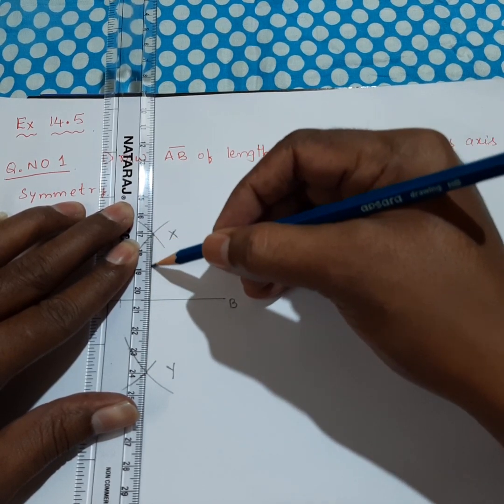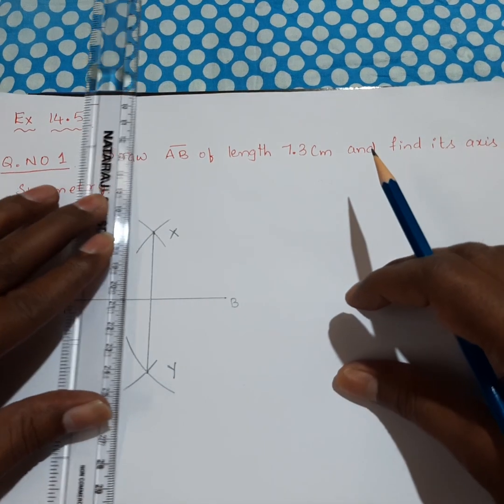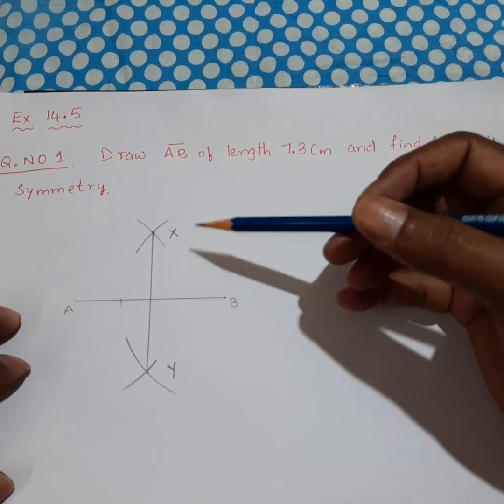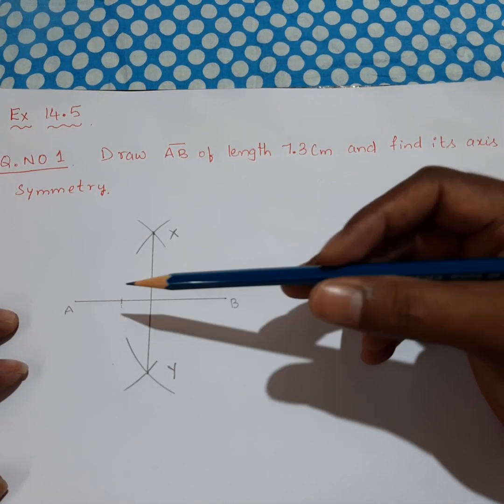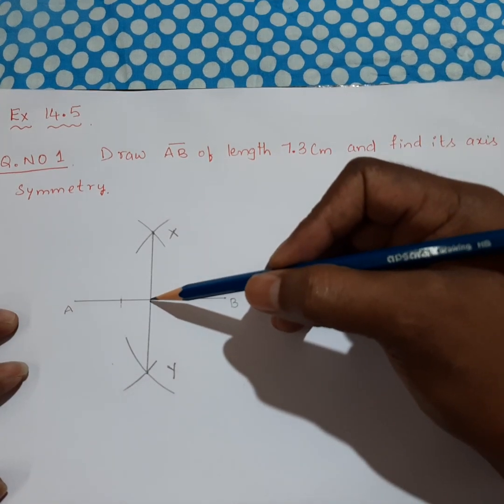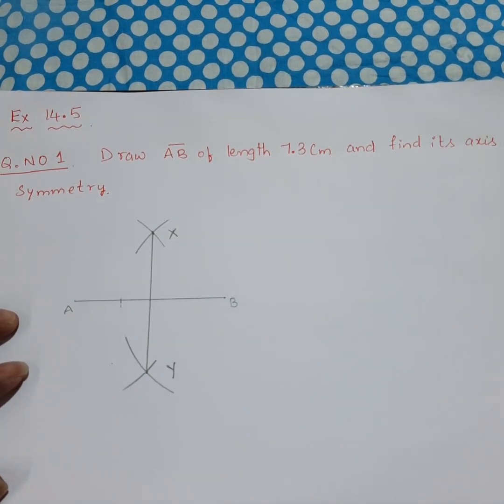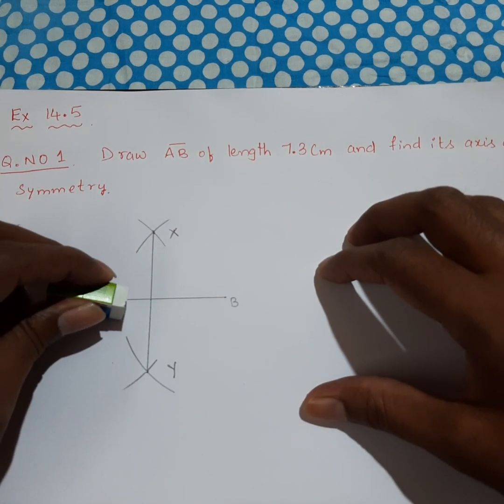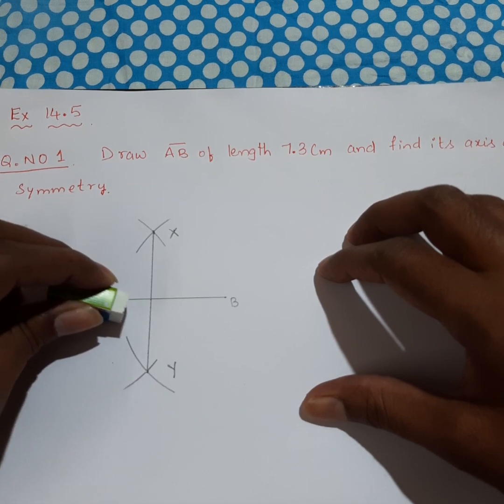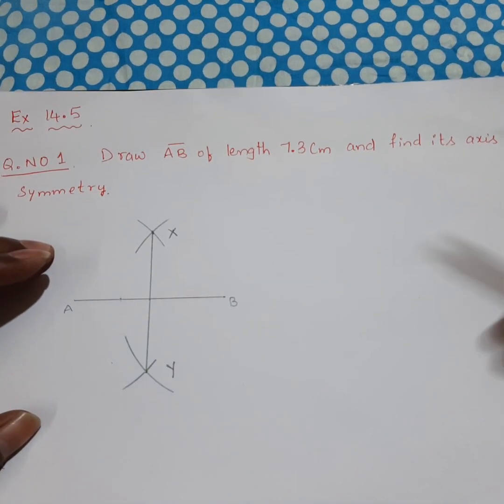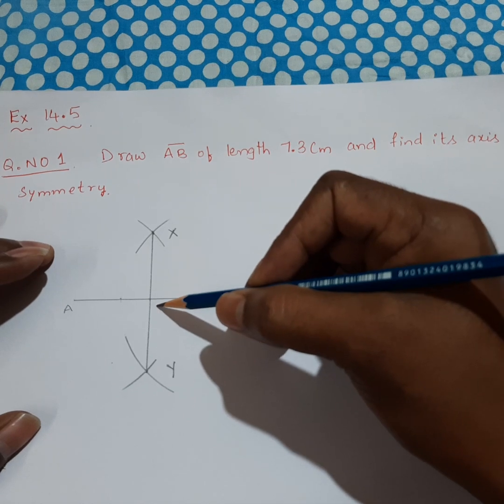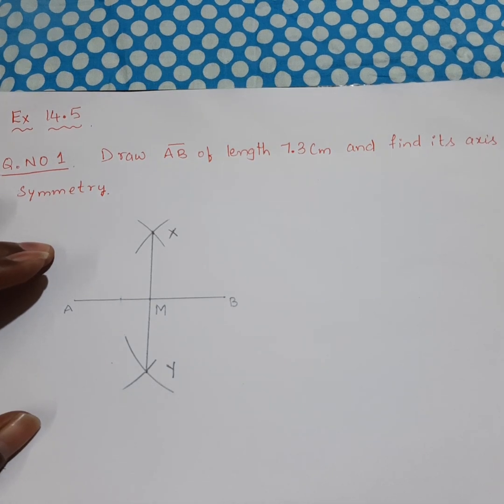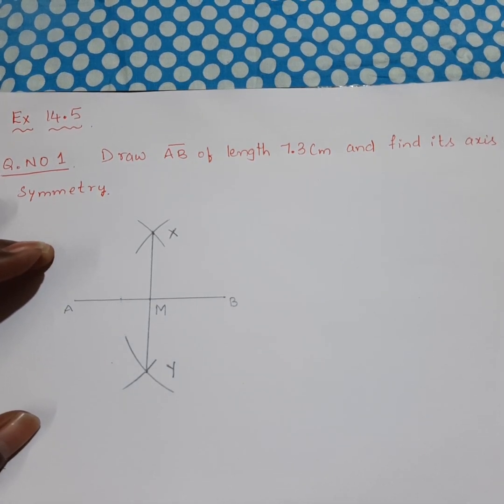See that while drawing also it should be very tight, that scale you need to keep pressed very tightly, right? Then the line segment XY intersects AB at one point M. Okay, let us take a point M here. So this is the point M, right? So now M is the midpoint of AB.